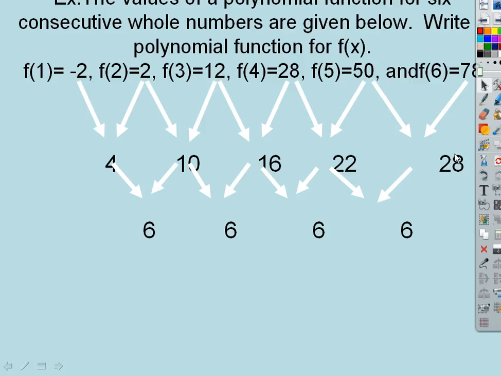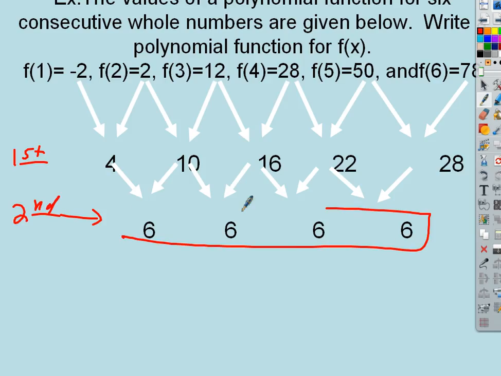So what's the degree of the polynomial that we should use? 2. Yeah, not 3 or 4. We should use 2 because the second order differences are where we got constants. So now what I can do is go back to my calculator and know which type of regression to use. I'm going to use the quadratic one because that's the one that goes with the second order polynomial.